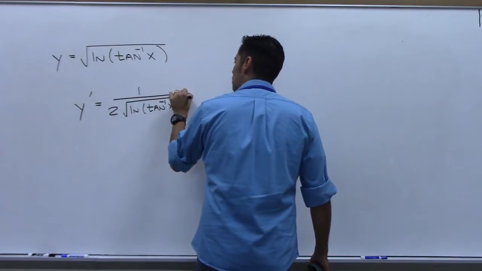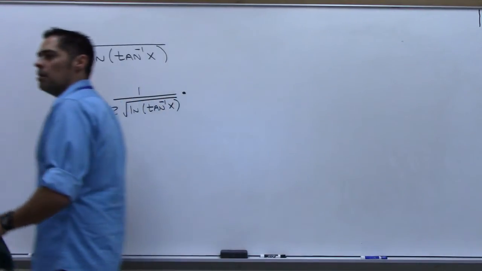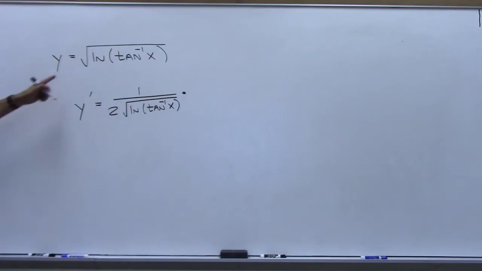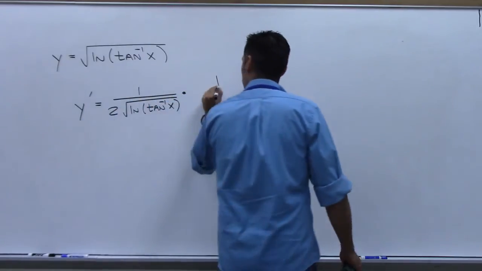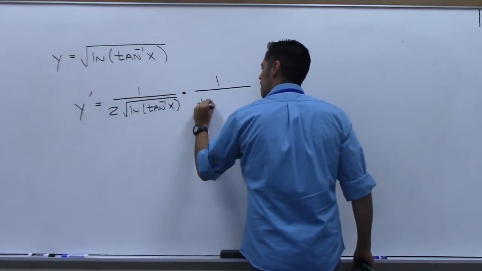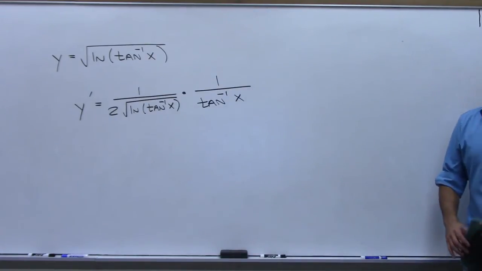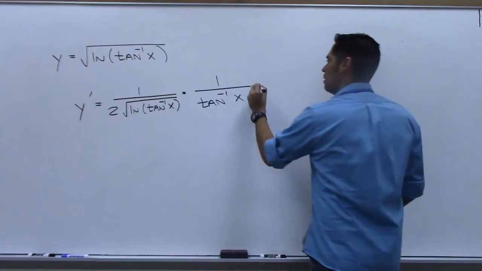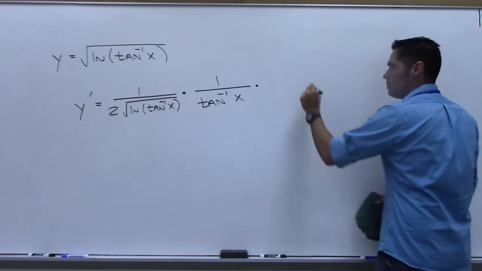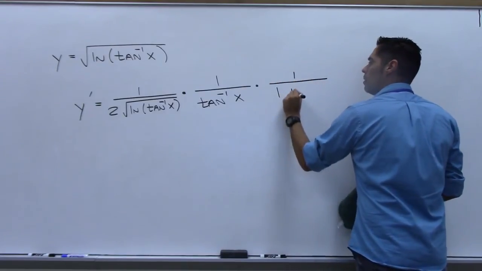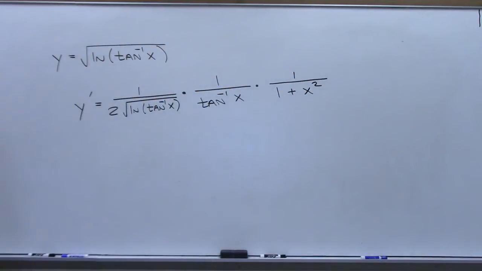All right, now chain rule, so multiplication. Now you move into the next function. We've taken care of the square root, so times derivative natural log of something is 1 over it, right? So 1 over arctan x. And then times again, now the derivative of arctan x, which is 1 over 1 plus x squared. You could also write x squared plus 1 on the bottom, which doesn't matter.